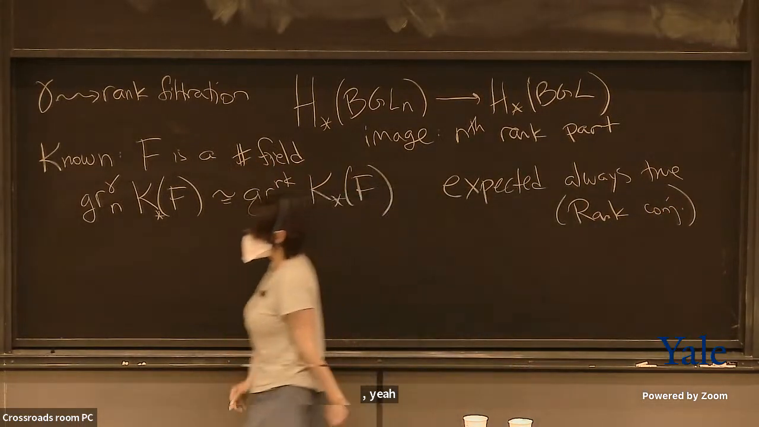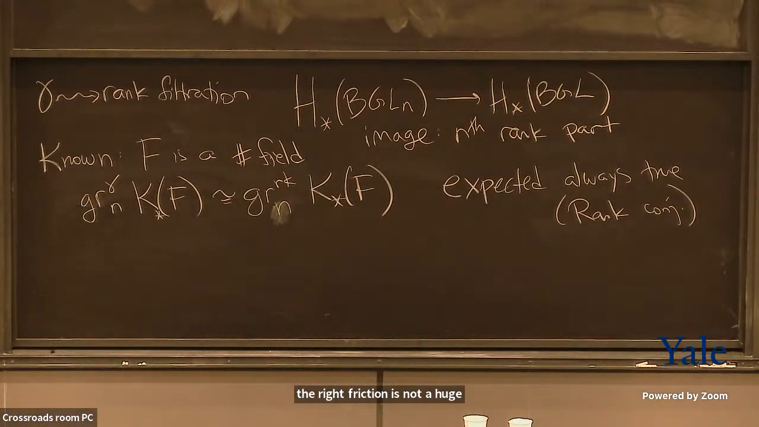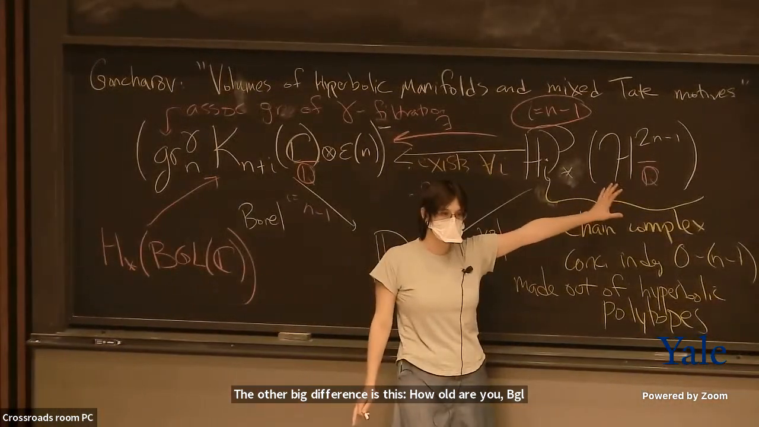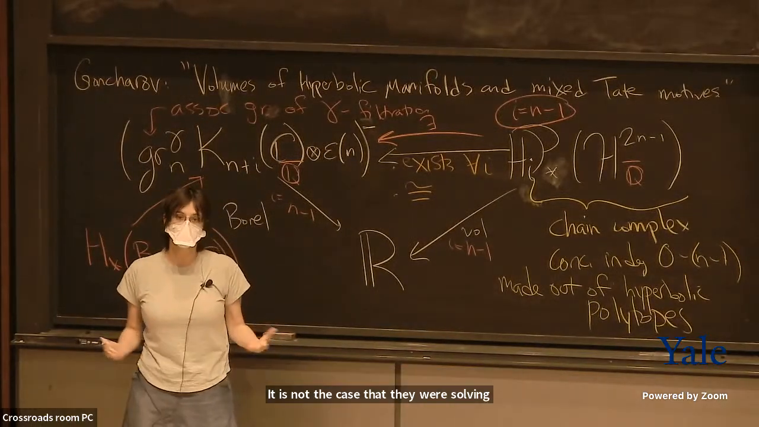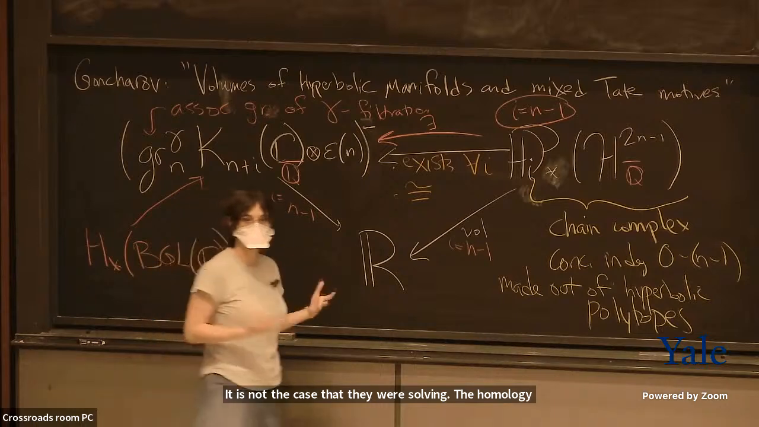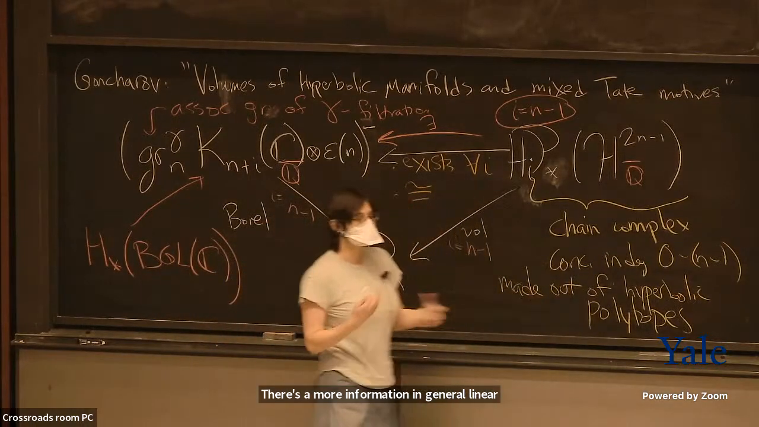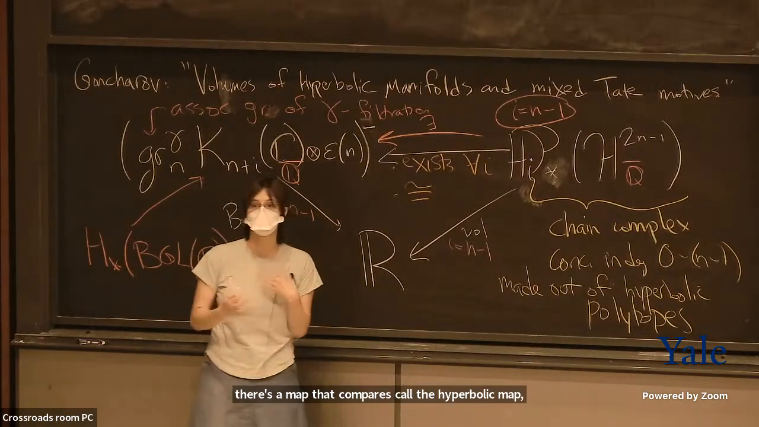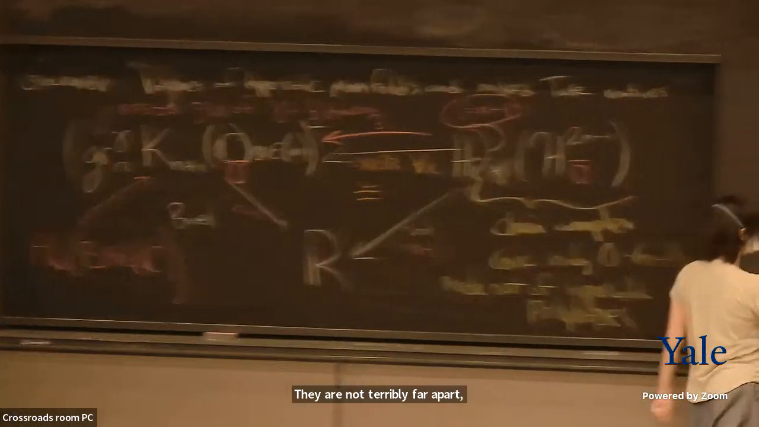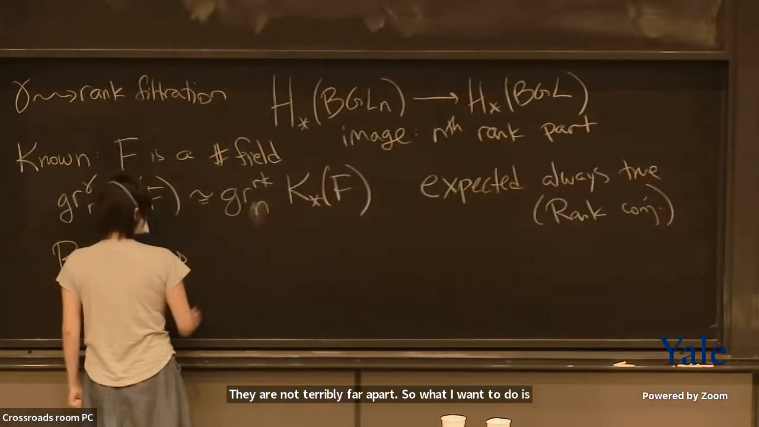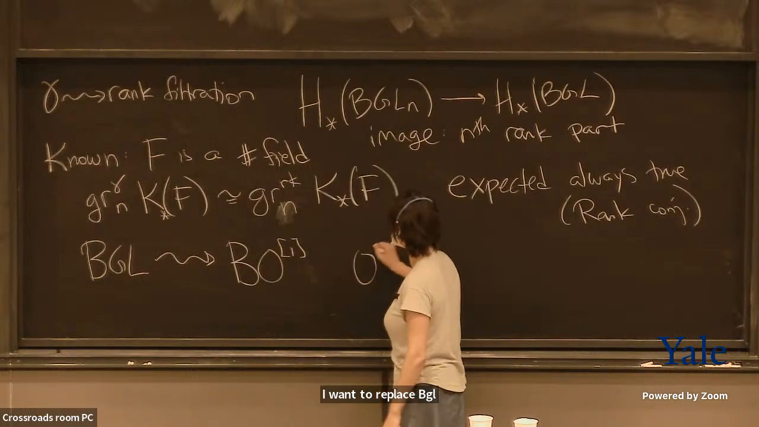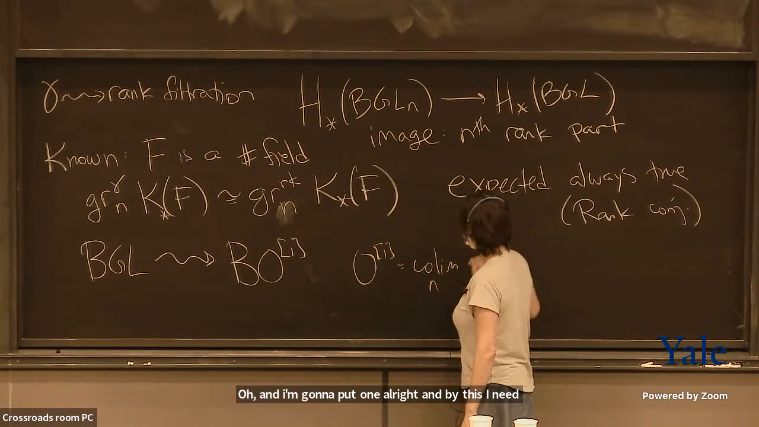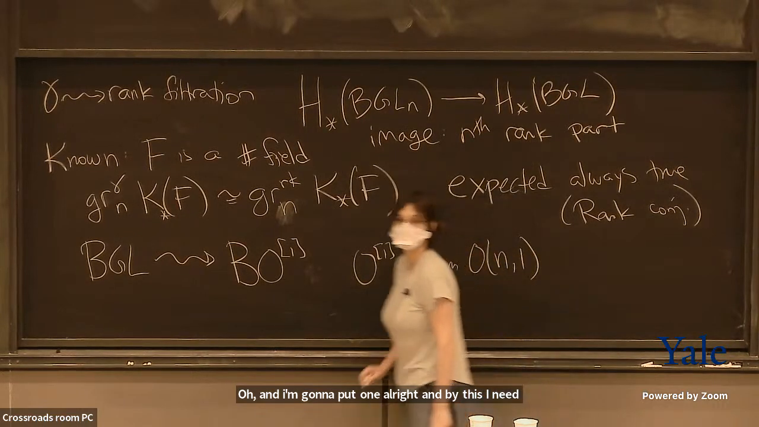So replacing gamma with the rank filtration is not a huge change. The other big difference is this is the homology of BGL, and this involves polytopes and their isometries, which is an orthogonal group. And it is not the case that the homology of the orthogonal group knows everything about the homology of the general linear group. There's more information in general linear matrices. There's a map that compares them called the hyperbolic map, and especially rationally, they are not terribly far apart. So what I want to do is replace BGL with BO, and by this I mean the limit of O(n,1) as n goes to infinity.